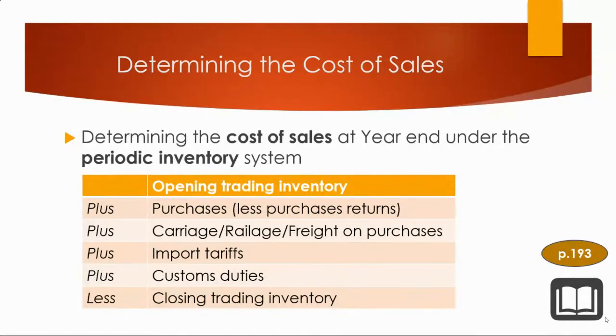We'll have a separate import tariffs, a separate custom duties. So you add all of those expense accounts on, and then the last step is to deduct the closing inventory based on what we've determined based on the stock take. Okay, so that is how we calculate the cost of sales under the periodic inventory system.